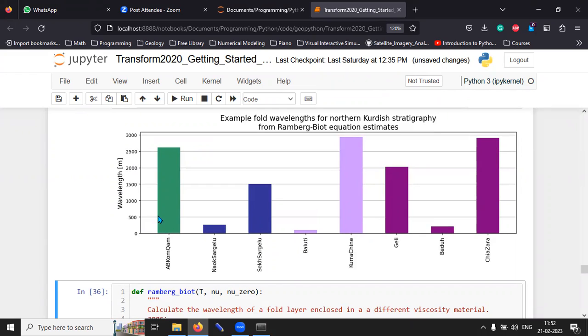So for example, obviously, this one has very low wavelength. Do you think this unit is going to influence the unit above or below, where they have very high wavelengths? So that is the structural analysis that you can do and actually match them with the field. So this is the end of this demonstration.